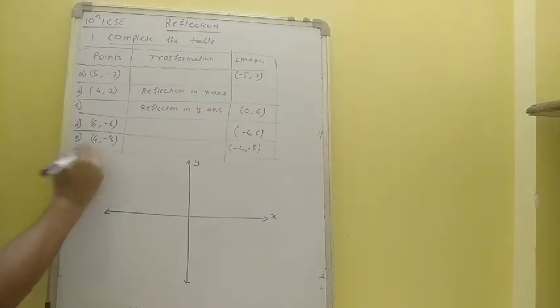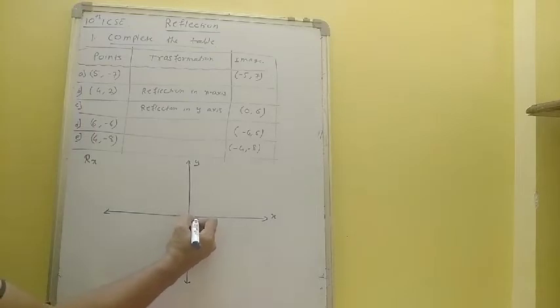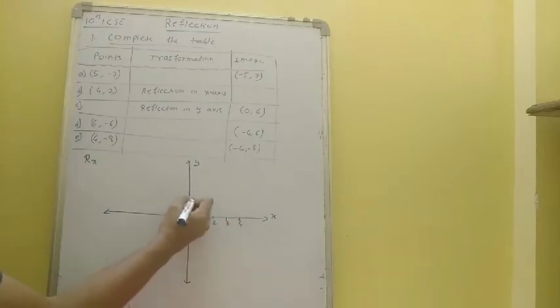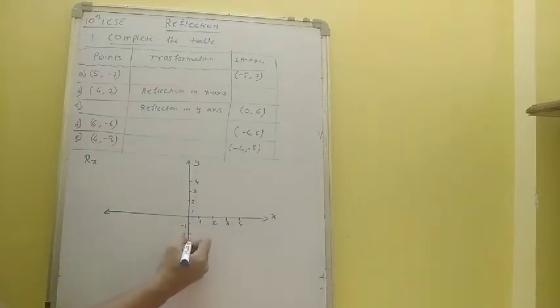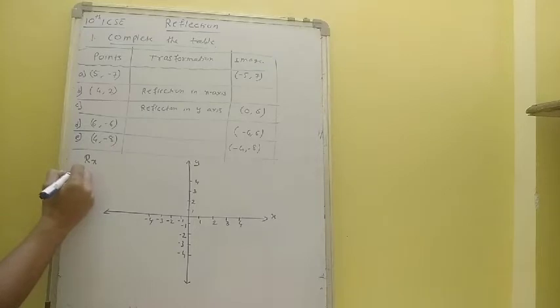First reflection is x-axis. Okay, what is x-axis? Let's see. Suppose we have a y-axis and an x-axis over here. I'll write some coordinates: 1, 2, 3, 4, 1, 2, 3, 4, minus 1, minus 2, minus 3, minus 4, minus 1, minus 2, minus 3, minus 4. Okay. Suppose I have a point P, that is 2, 3.